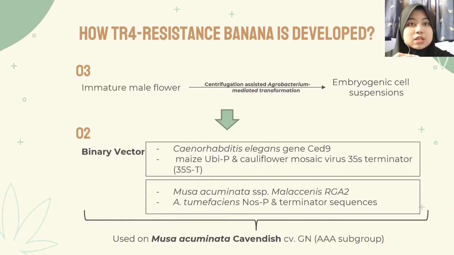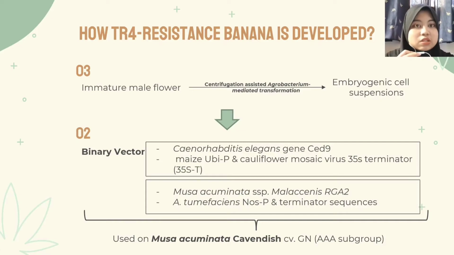So how is transgenic banana made? First, it used the technique of centrifugation-assisted Agrobacterium-mediated transformation to transform the immature male flowers into embryogenic cell suspension. It used 2 types of binary vectors, which are RGA2 and also CED9, and these 2 are tested on Musa acuminata Cavendish.